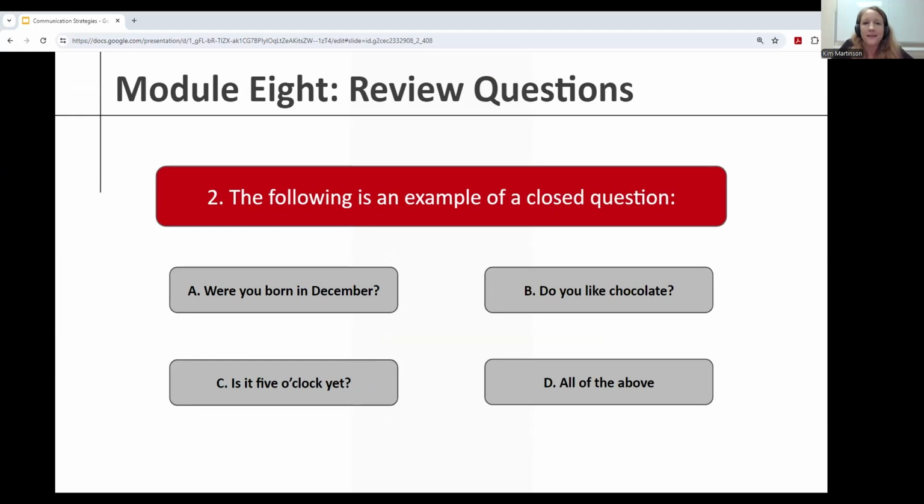Okay. The following is an example of a closed question. A, were you born in December? B, do you like chocolate? C, is it 5 o'clock yet? Or D, all of the above? Yep, great. D, all of the above.